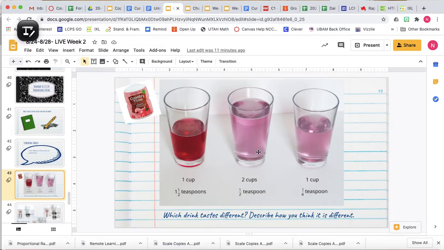So, which drink in this picture do you think tastes different? And how or why do you think it tastes different? Okay. So, I don't know what you guys think, but I see one that stands out above the rest, right? So this red glass, the 1 cup to 1.5 teaspoons, looks like it is the one that tastes different because it's darker.